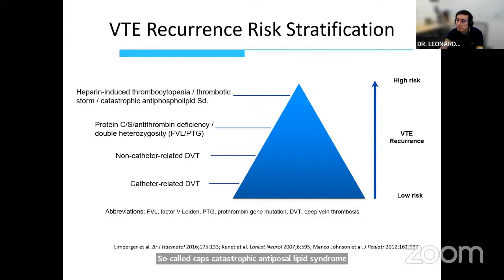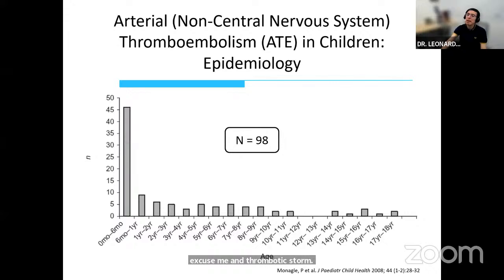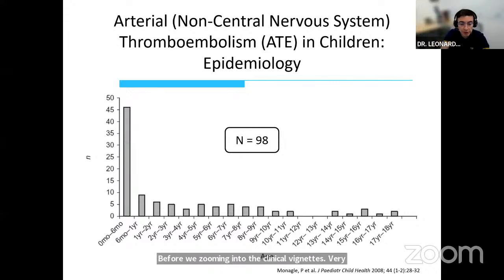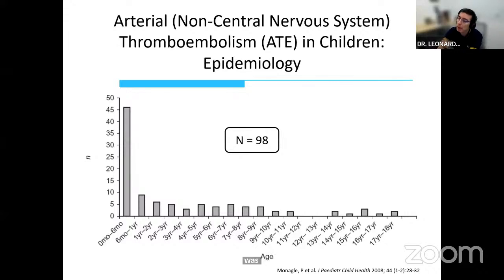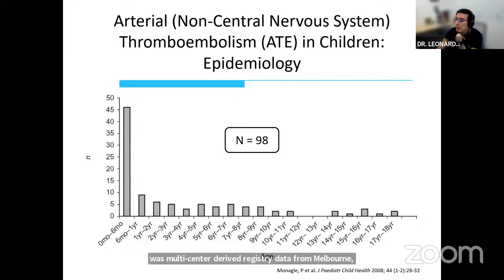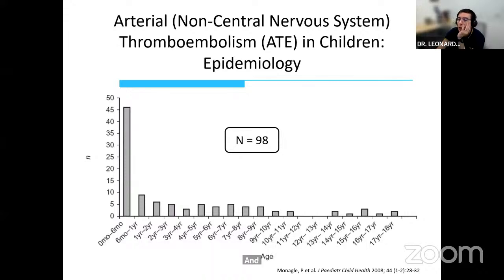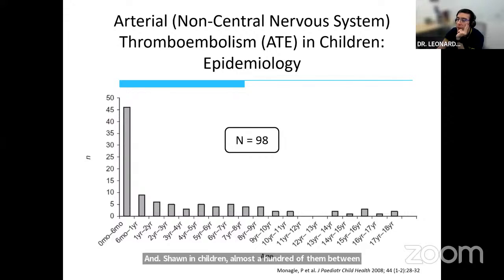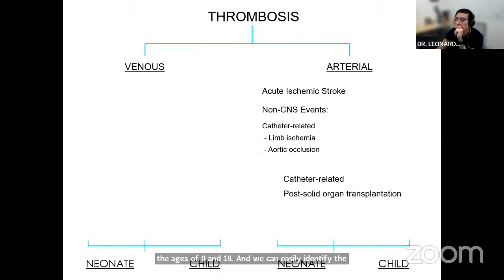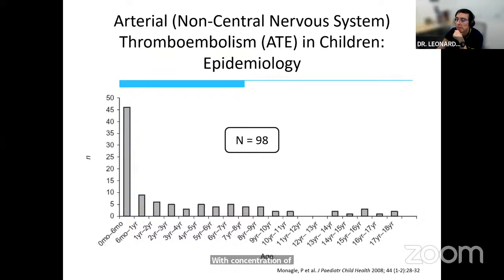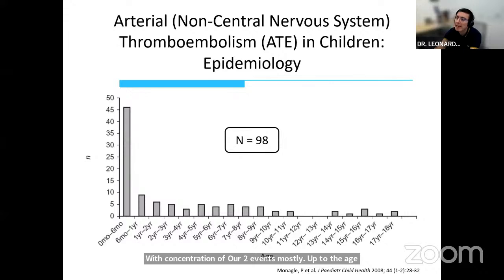and thrombotic storm. Before we zoom into the clinical vignettes, a very brief overview on the distribution of arterial events and some of the arterial emergencies, even though we're not going to be spending a whole lot of time on them. And this is data coming from a single center, instead of the Canadian, which was multi-center derived registry data, from the Royal Children's in Melbourne. And Paul Monagle's group would have shown in children, almost 100 of them between the ages of 0 and 18, and we can easily identify the bimodal distribution with concentration of arterial events mostly up to the age of 6 months, primarily on patients with congenital heart defect and catheter-driven events.